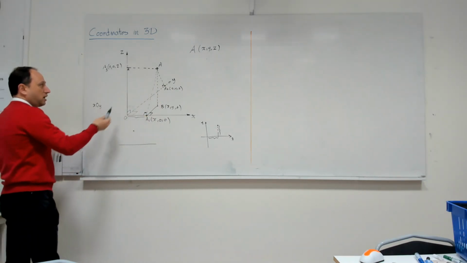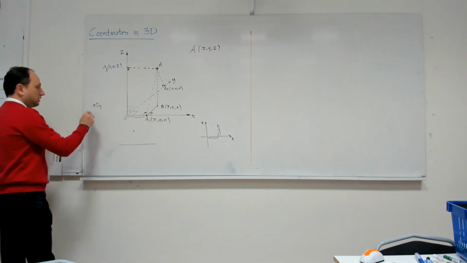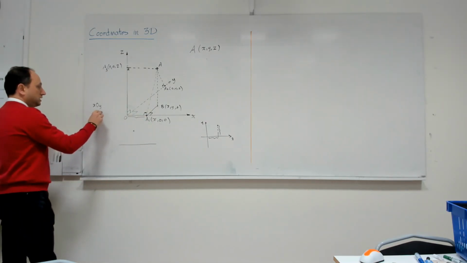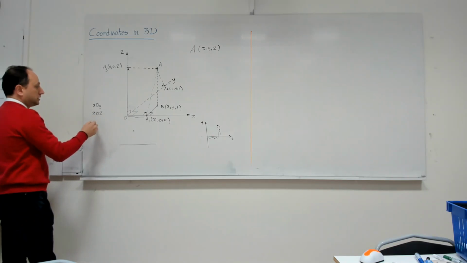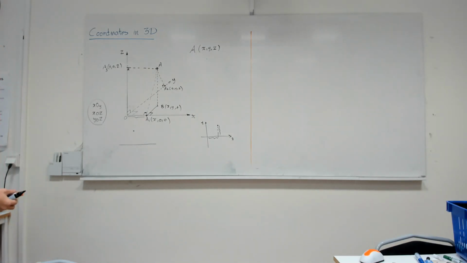And how many planes do we have? We have three of them: xOy, xOz, and yOz. These are called coordinate planes. It's good to know these names.